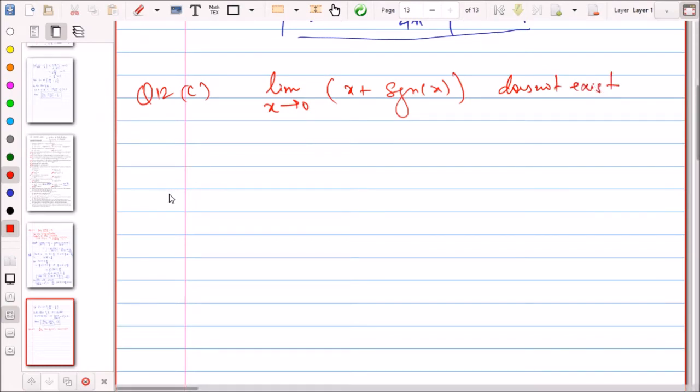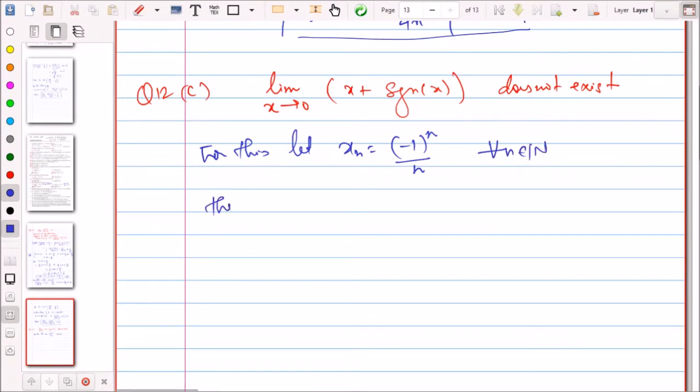This is what we have to show. So we will use the divergence criteria for this. We have to find some sequence xn that converges to 0, but the corresponding sequence of images does not converge. So let us start the proof. For this, let xn equal to minus 1 to the power n upon n for all n belonging to N.